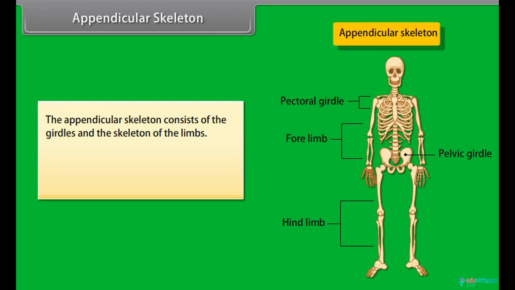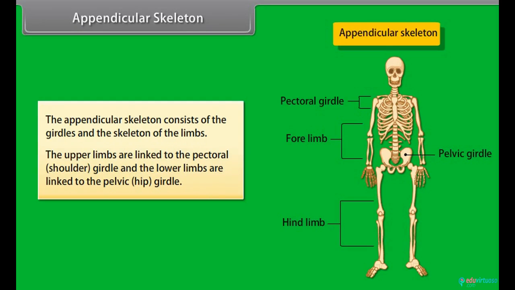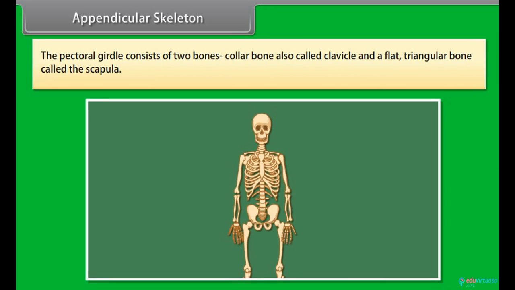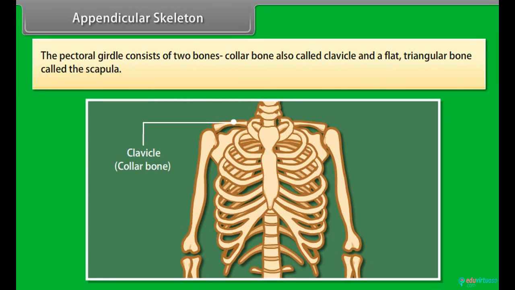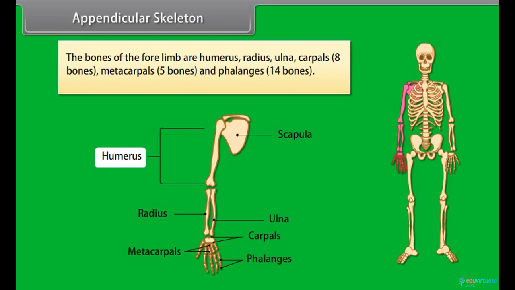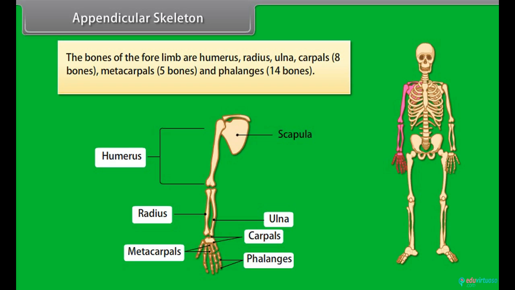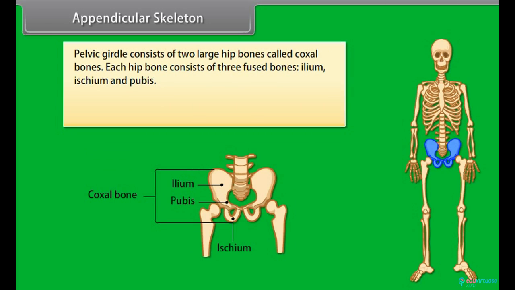Appendicular skeleton: the appendicular skeleton consists of girdles and the skeleton of the limbs. The upper limbs are linked to the pectoral or shoulder girdle, and the lower limbs are linked to the pelvic or hip girdle. The pectoral girdle consists of 2 bones, the collar bone, also called clavicle, and a flat triangular bone called the scapula. The bones of the forelimb are humerus, radius, ulna, carpals, 8 bones, metacarpals, 5 bones, and phalanges, 14 bones.